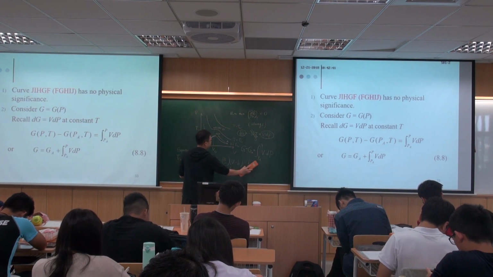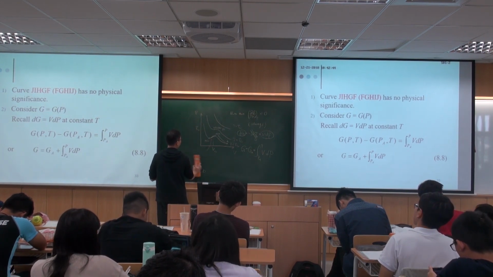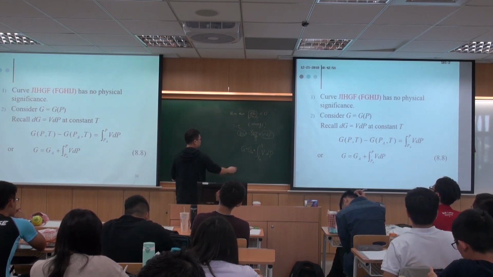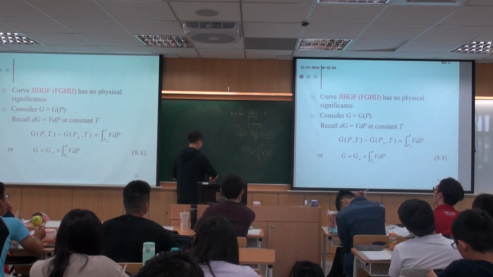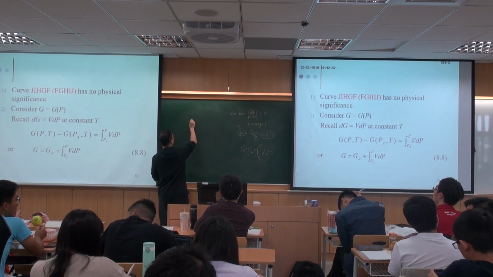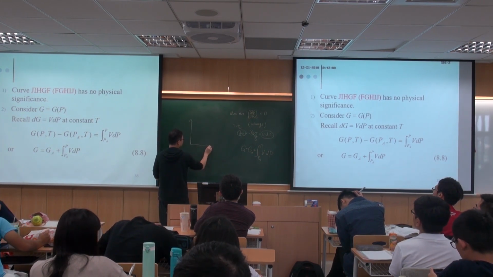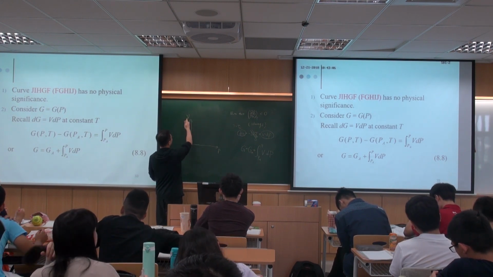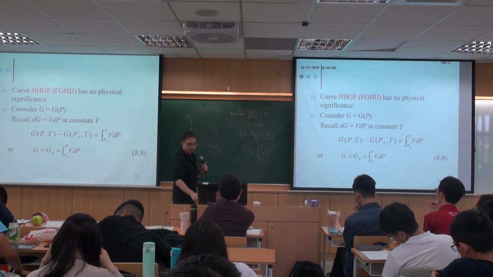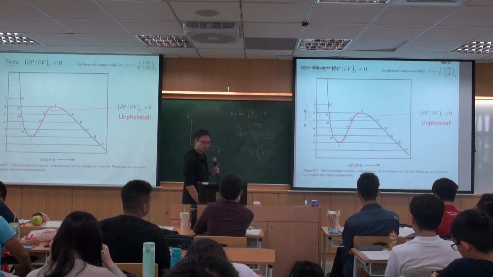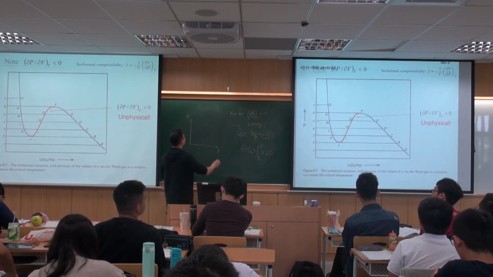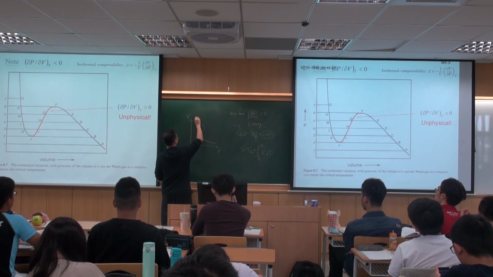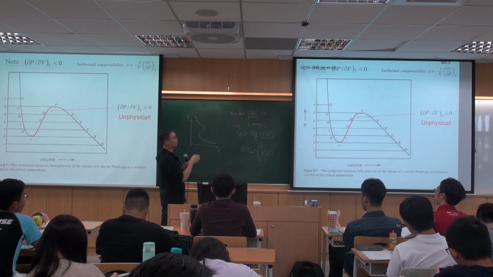So a better way to plot this is actually to rotate this by 90 degrees. Because right now we're dealing with volume as a function of pressure. So if we rotate this by 90 degrees using volume as a function of pressure, this will be something like, well, maybe like this. Right? If you rotate this by 90 degrees.